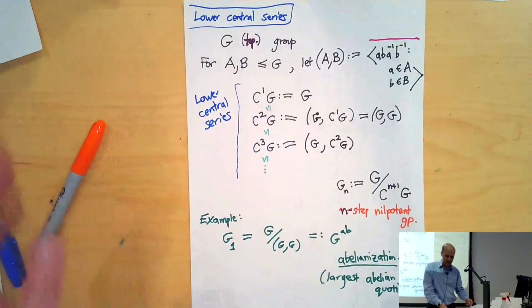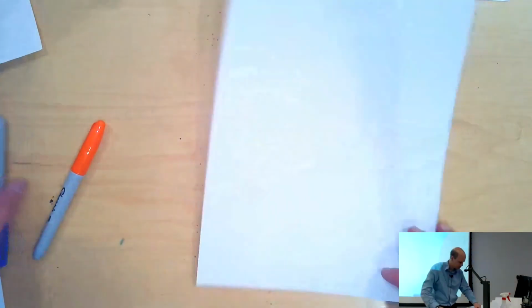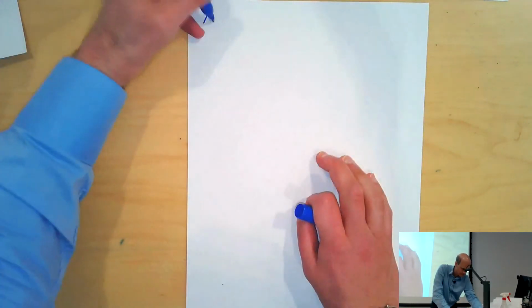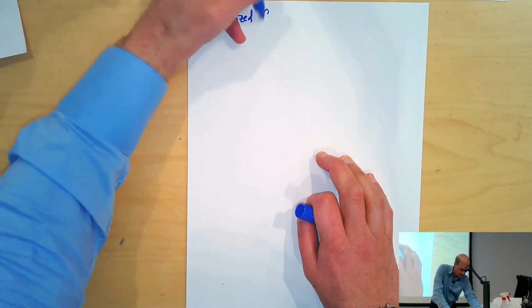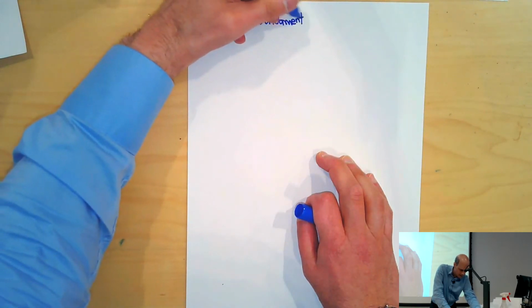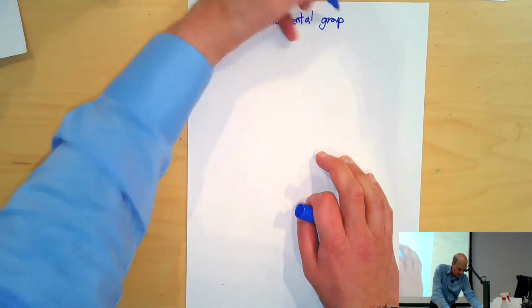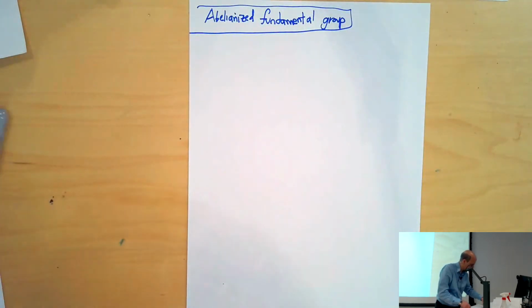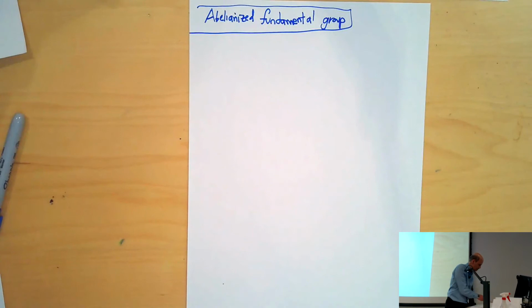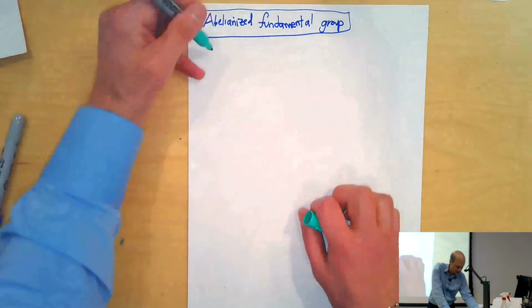All right, so that's just group theory, but now let's apply this to the fundamental group of the curve. So let's talk about the abelianized fundamental group. Okay, maybe as a warm-up, let's just talk about what happens over a manifold. This is the motivation.